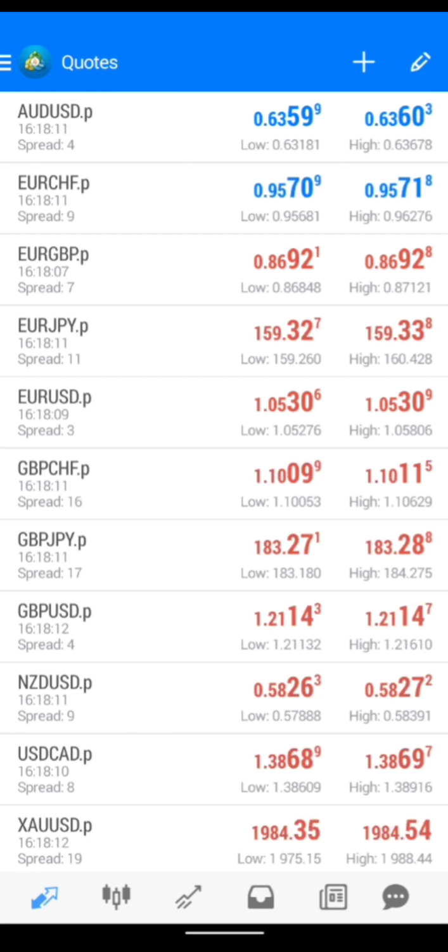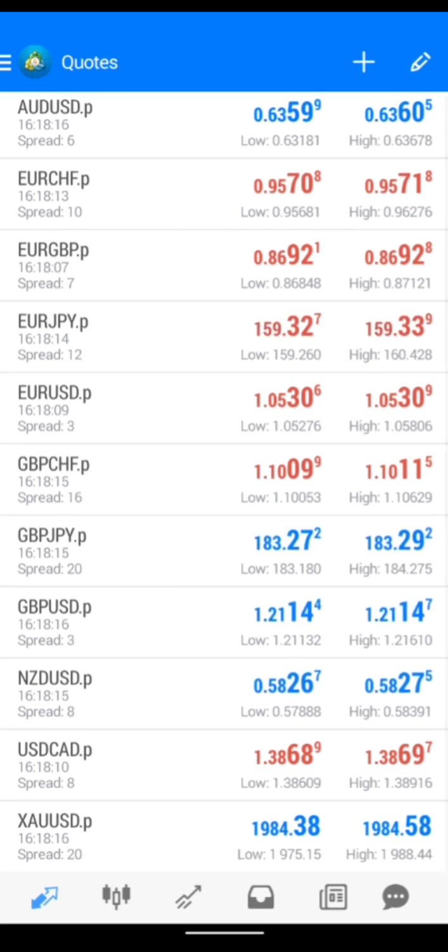P-I-P-P-E-T-E-S, pipettes. So 10 pipettes make 1 pip. Yes, so the common unit used is pips. For instance, the spread for AUD USD, we have a figure there, a spread of 5. Those are 5 units, like 0.5 pips. There are 5 pipettes, and 10 pipettes make 1 pip.